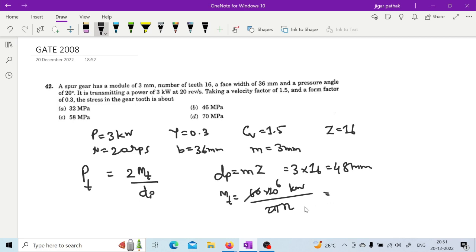Can anyone tell me what this MT is? Power is given in kilowatt, right? So it is basically 23.873 into 10 raised to 3 Newton-mm. I think all of you are getting this, yes or no?